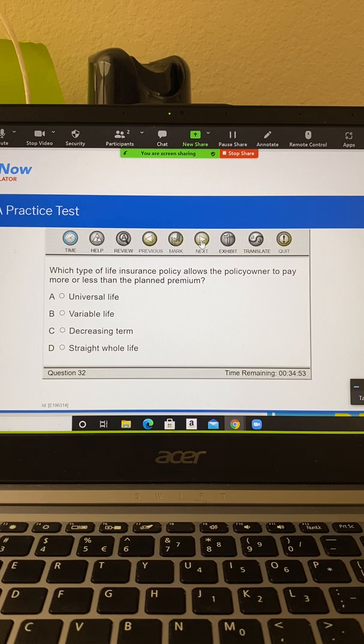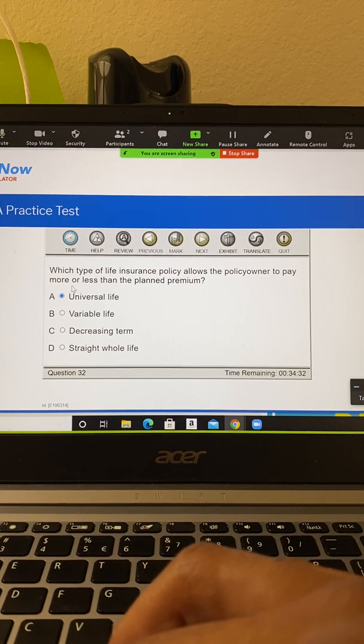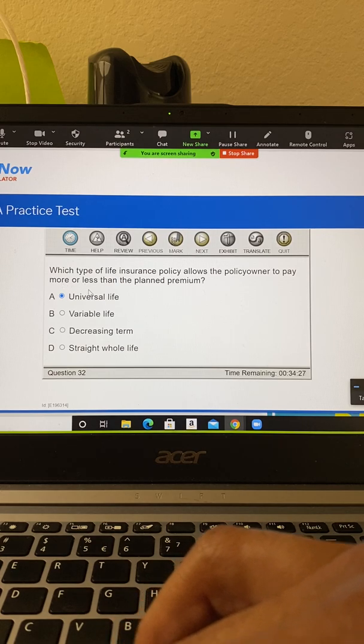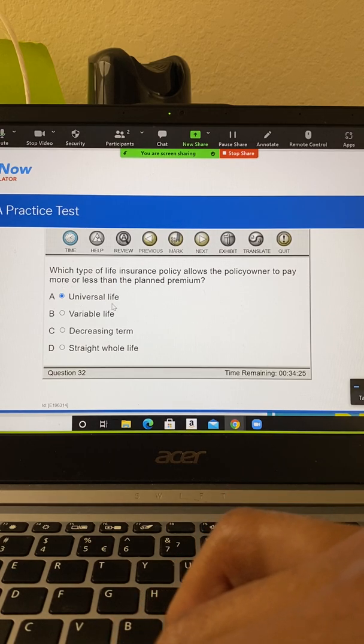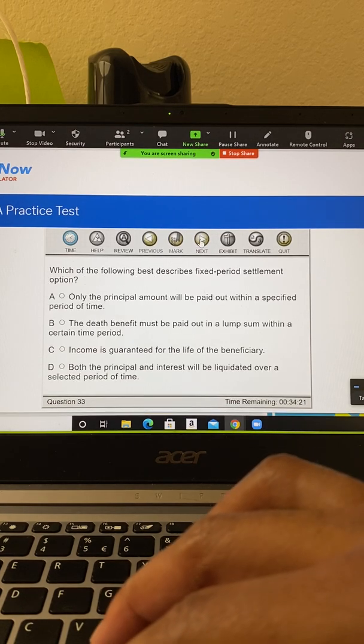What type of insurance policy allows the policyholder to pay more or less than the planned premium? What kind of life insurance I said earlier had flexible premium? Universal life. What the flexible premium means, you can pay more or less. That's the definition. Flexible means you can pay more or less, or skip payments. Once again, you see how many questions on universal life on here.